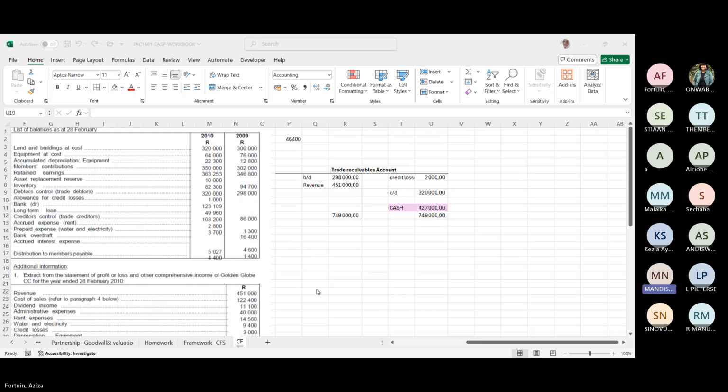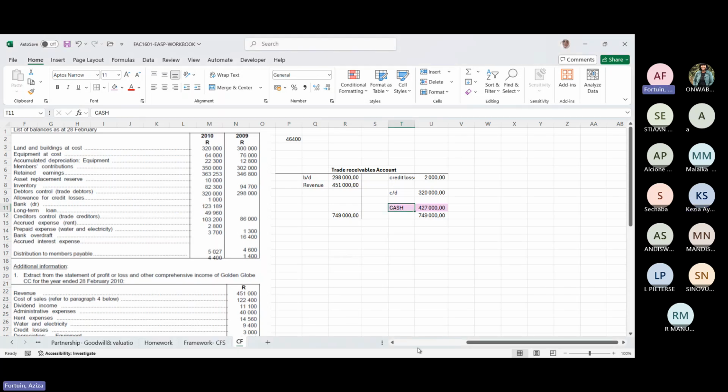I think, ma'am, I forgot to add sales. Oh, but you can never have a trade receivables account without sales, eh? Yes, that's what I forgot. It just left my mind. Otherwise, I should have, and then minus the credit losses. Okay. Did anybody get this? Did anybody get it right? Kezia, where did you go wrong? No, I didn't get it right.